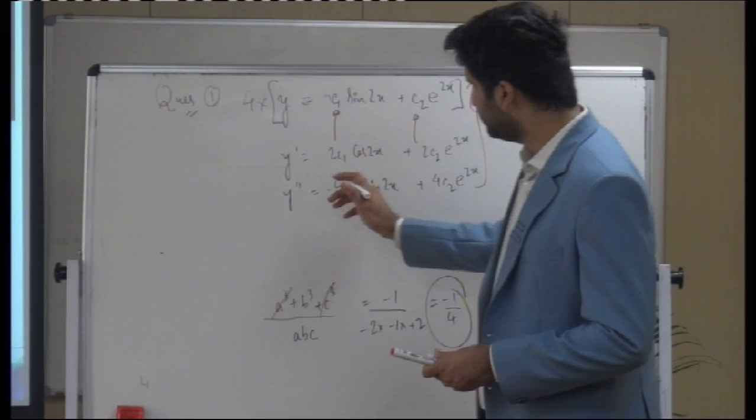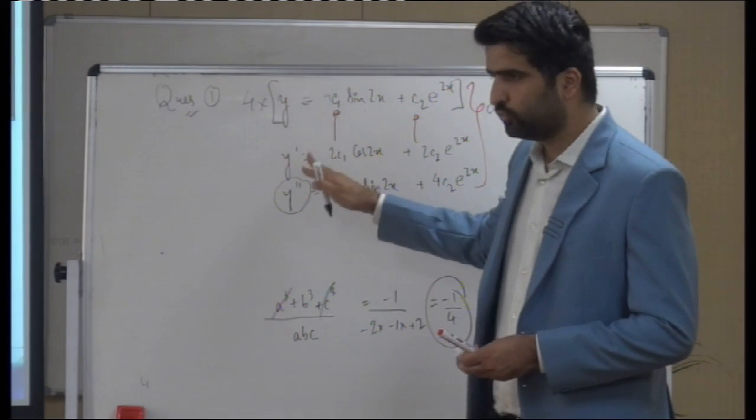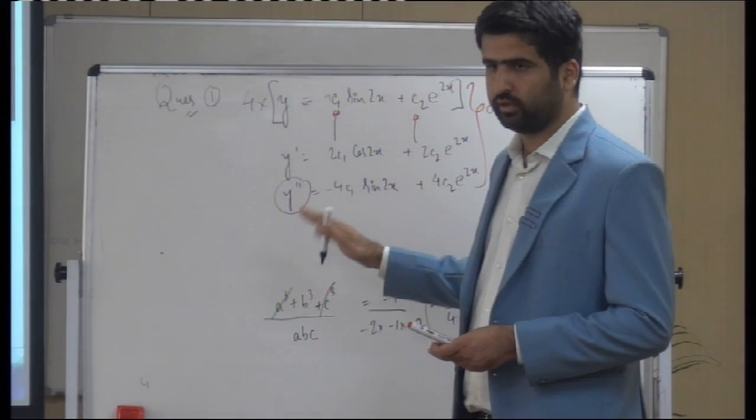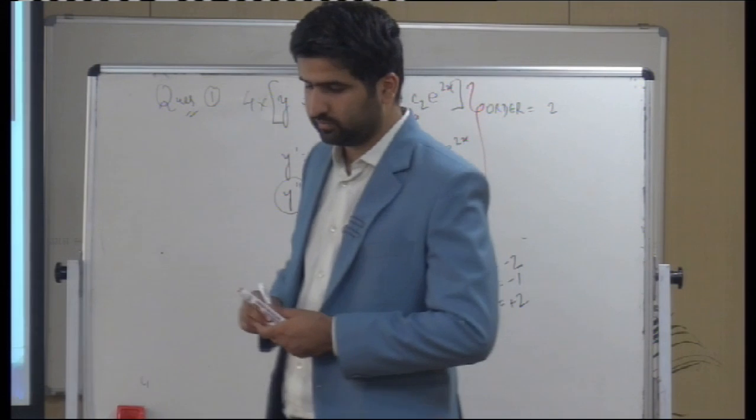But since there will be no exponent on y double dash, therefore the degree is also equal to 1. Okay, so order is equal to 2 and the degree will be equal to 1.